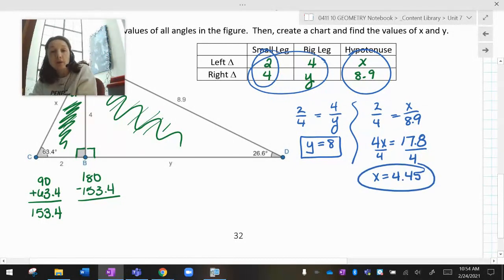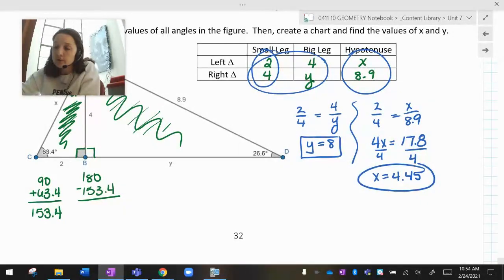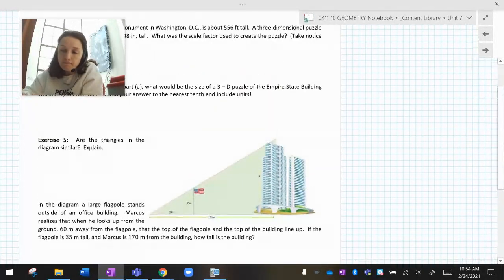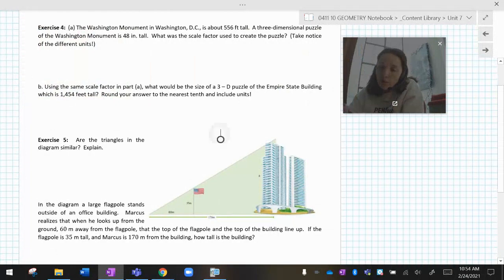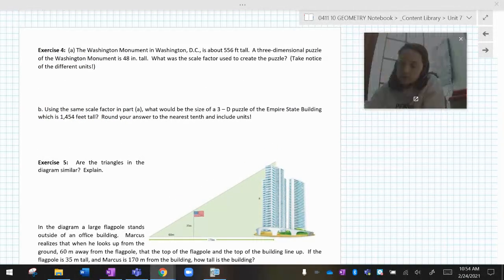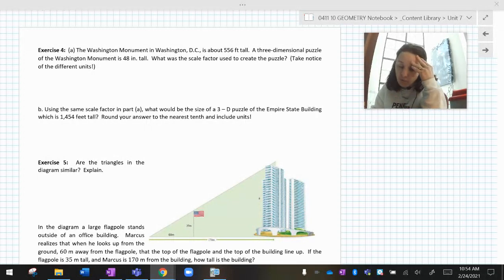You just set up proportions. Small to small, medium to medium, large to large. Okay. Moving on here. The Washington Monument in Washington, D.C. is about 556 feet tall. A 3D puzzle of the Washington Monument is 48 feet tall. What is the scale factor?